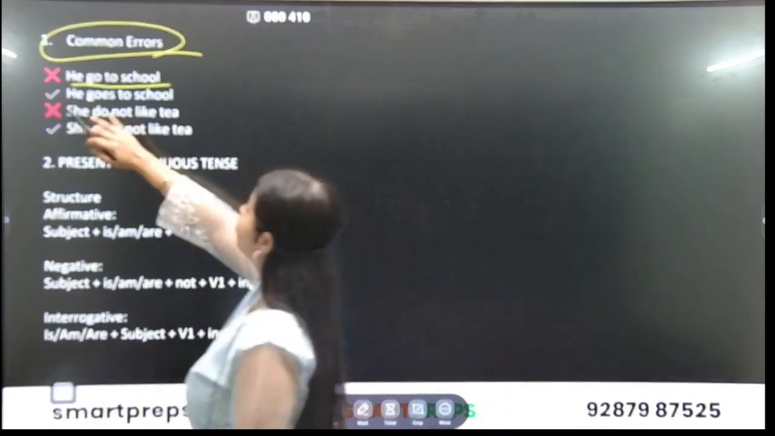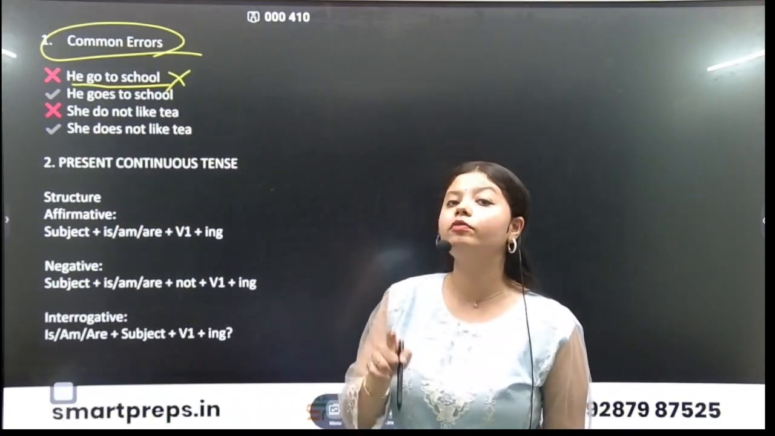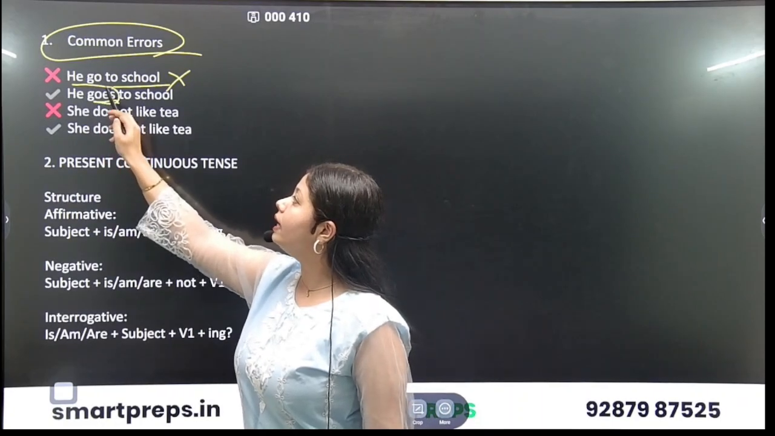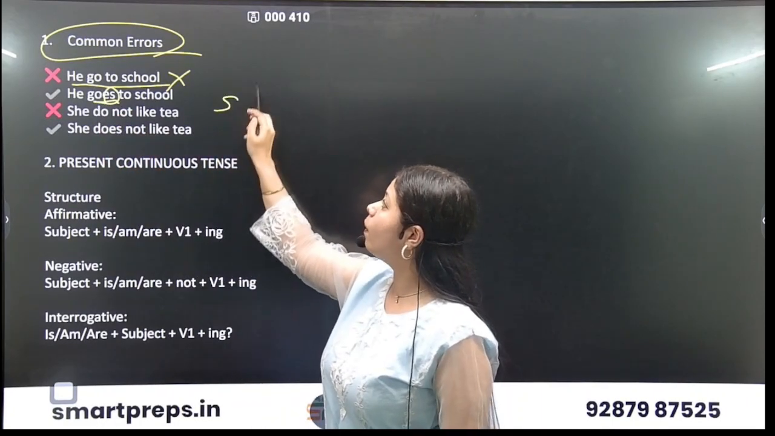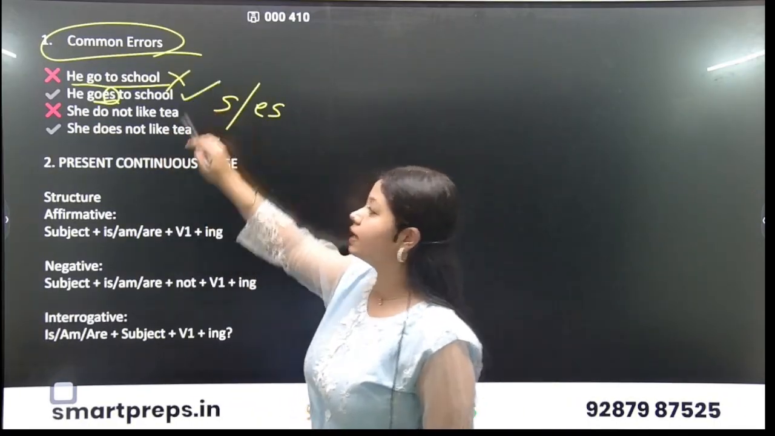He go to school is a wrong statement. Why? Because now we know that along with the verb we'll be using one S, so he goes, or ES. I told you S, or we'll be using ES. So he goes to school is the correct sentence.